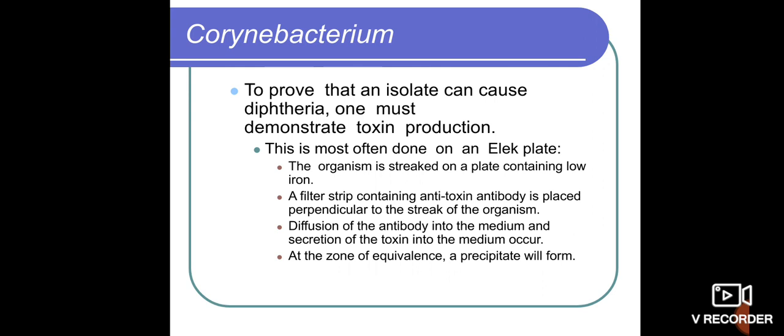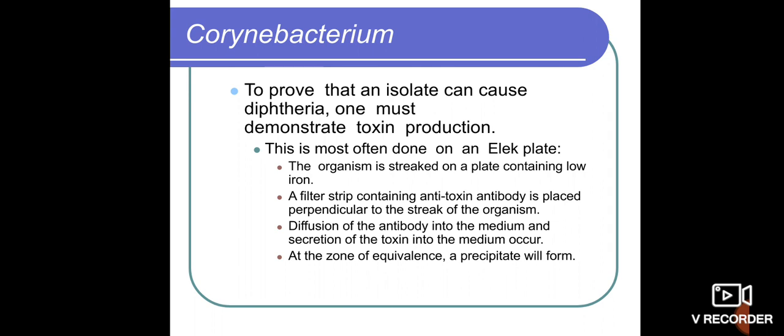To prove that an isolate can cause diphtheria, one must demonstrate toxin production, which is done by the Elek plate. Before that, we want to discuss the pathogenicity of this bacteria. The organism is carried in the upper respiratory tract and spread from one person to another by droplet infection or by hand-to-mouth touch.